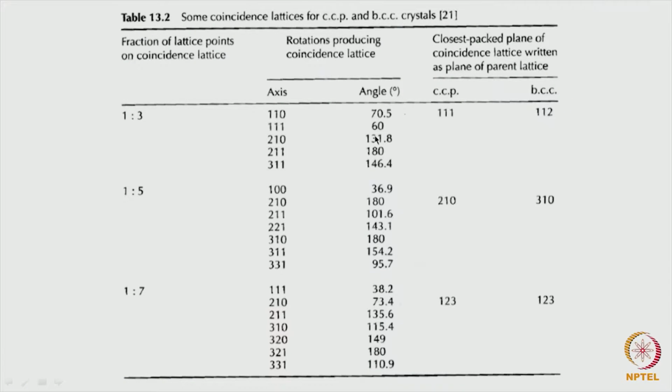Here, what I am showing is that when we consider this sort of a coincidence site lattice model, this is sigma equals 3, or sigma equals 5, sigma equals 7, for different axes over which this is the angle by which a rotation should be given, so that the coincident site lattice of this type could be generated. That's essentially what this shows.